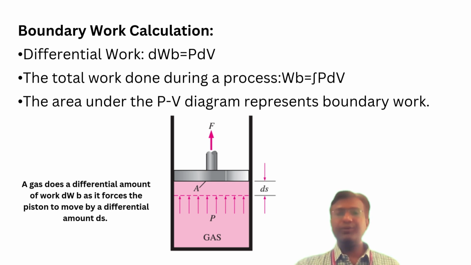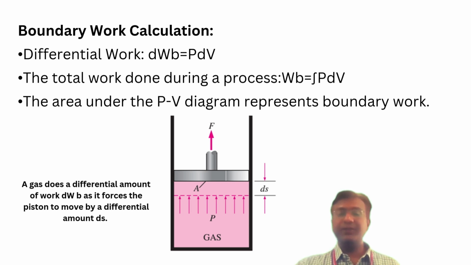Now coming on to the boundary work calculations, the total boundary work is done over a process. We have seen what is meant by process in the previous sessions, and this is given by the integral of pressure multiplied by change in volume, over this process. It comes under the integral sign. Now this work is graphically represented as the area under the pressure volume diagram. The larger the area under the curve, the greater is the work done by the system.